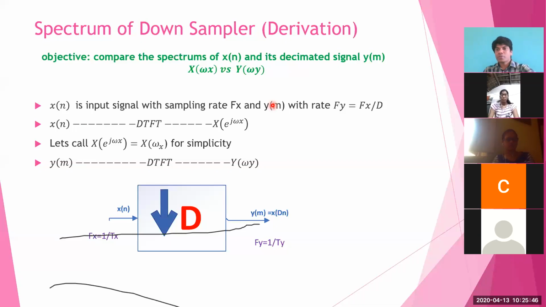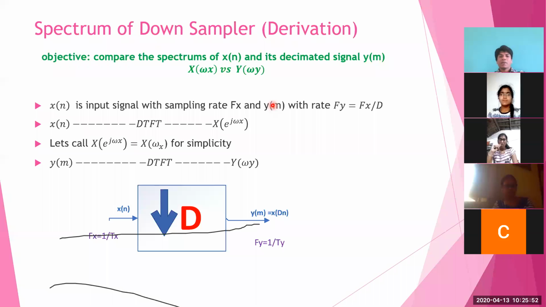Since we are dealing with discrete time signals, their frequency domain representation or spectral representation we will get once we perform DTFT. If x of n is our input sequence, you apply DTFT, you will get its frequency domain representation or spectral representation.